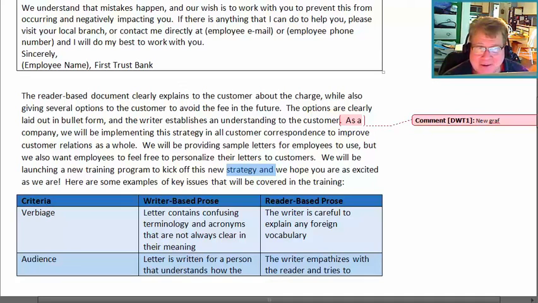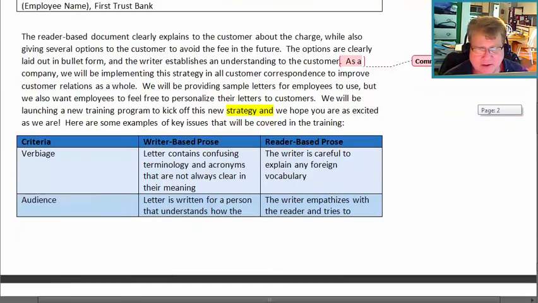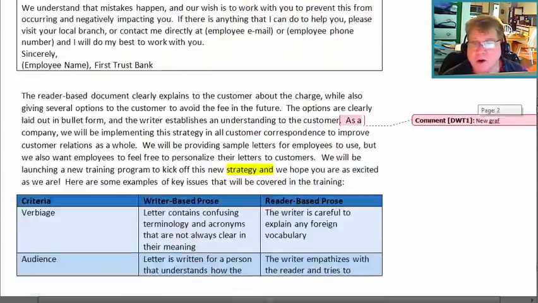You're putting it in, sometimes you're leaving it out others. So that definitely indicates you need a review on this. Hope you're as excited as we are. Here are some examples of key issues that we cover. I like the way you work that table in there. It's very nice. Okay.